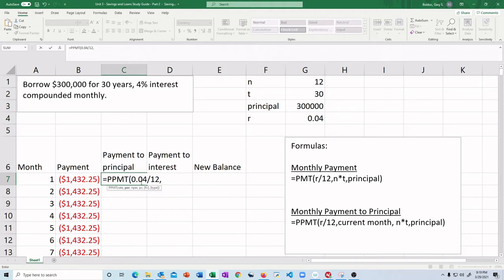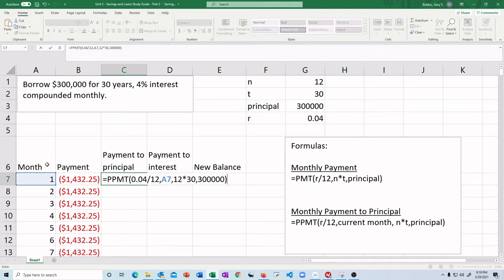Now, here's the new thing. This actually changes. This is not constant. This changes every month. So Excel needs to know what month we're in. But that's not too bad. We're in month 1 here with this first column, first row. So tell Excel month 1. You just got to click cell reference. That way when I drag down, it will now go to 2 and 3 and 4 as we drag down. Comma. Okay, N times T did that. 12 times 30, we've done that before. Comma. And then the amount of money that I started with, the 300,000.